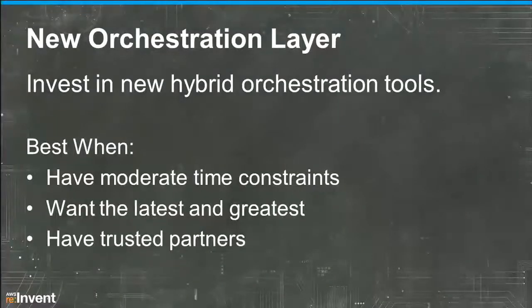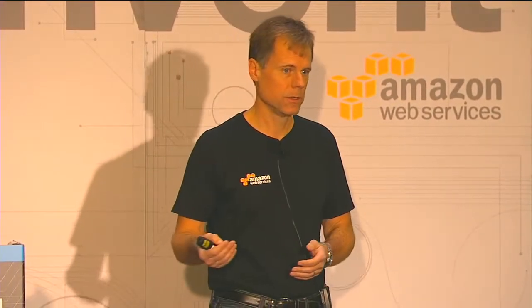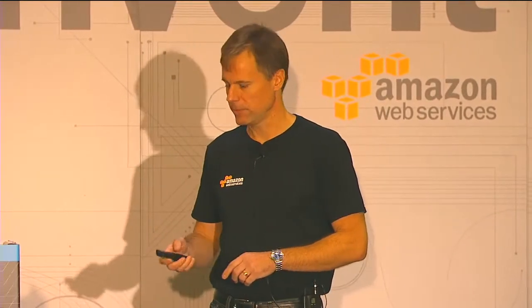Let's look at the second strategy now, which is a new orchestration layer. So invest in new hybrid orchestration tools. This is best when you have moderate time constraints, right? So you might not have the time or the resources to do it yourself, and you want the latest and greatest. You're going to market and you're doing some type of due diligence with tools providers and partners and figuring out what is the right set of capabilities for you, and so you have the ability to make those choices. And it's also best when you probably have trusted partners that can either help you in the decision-making process and in the implementation process.